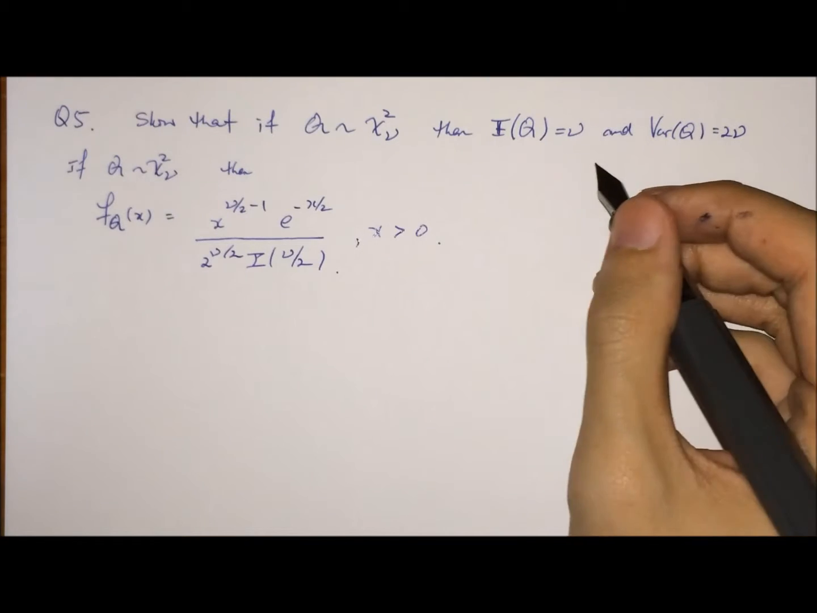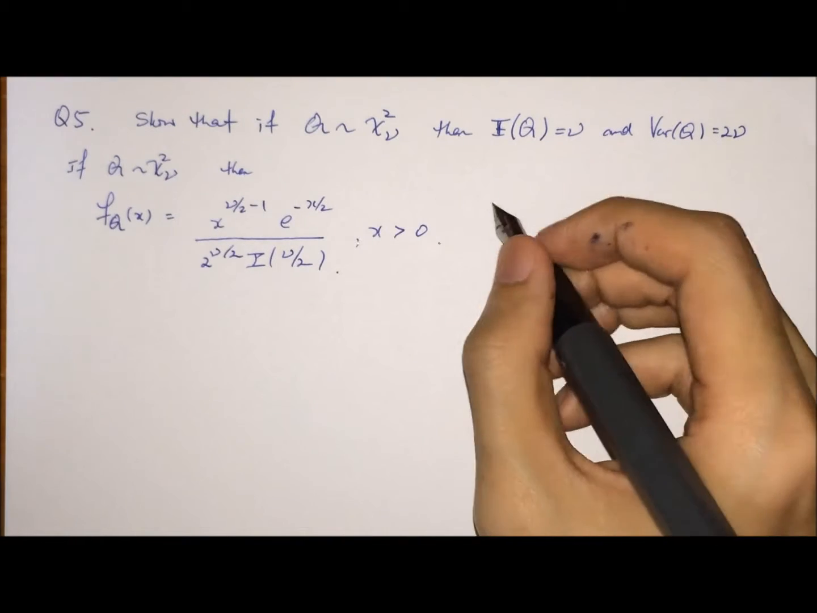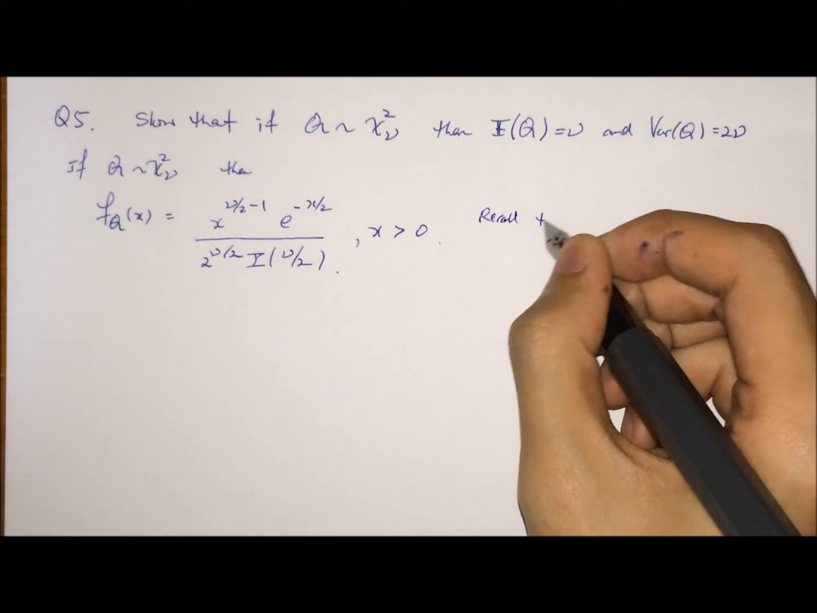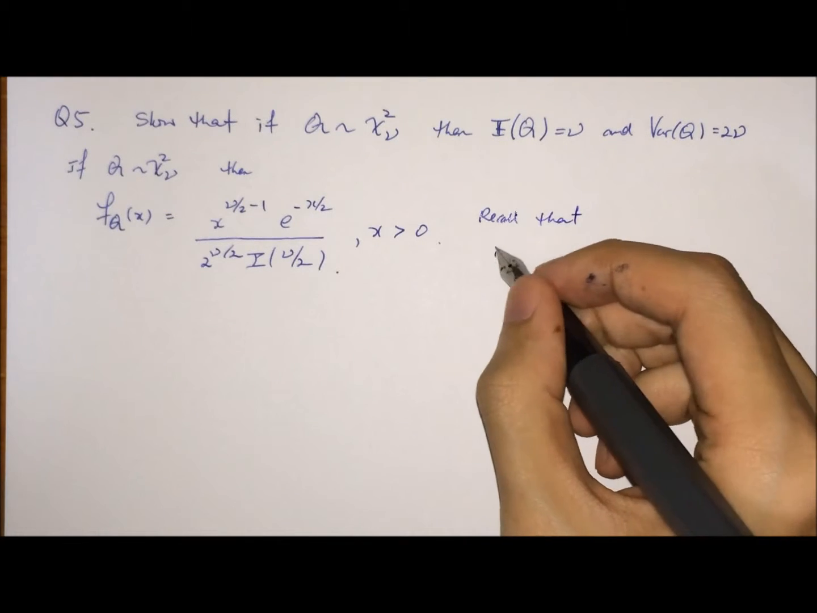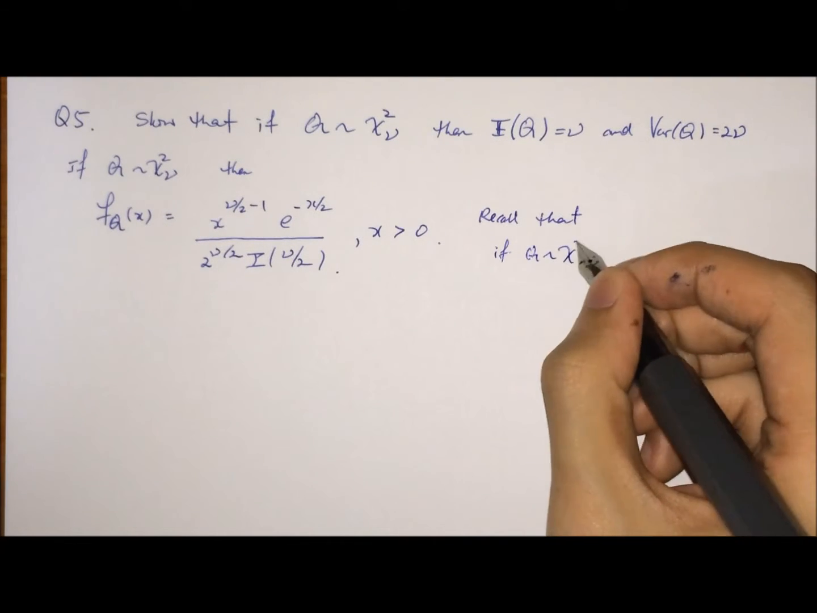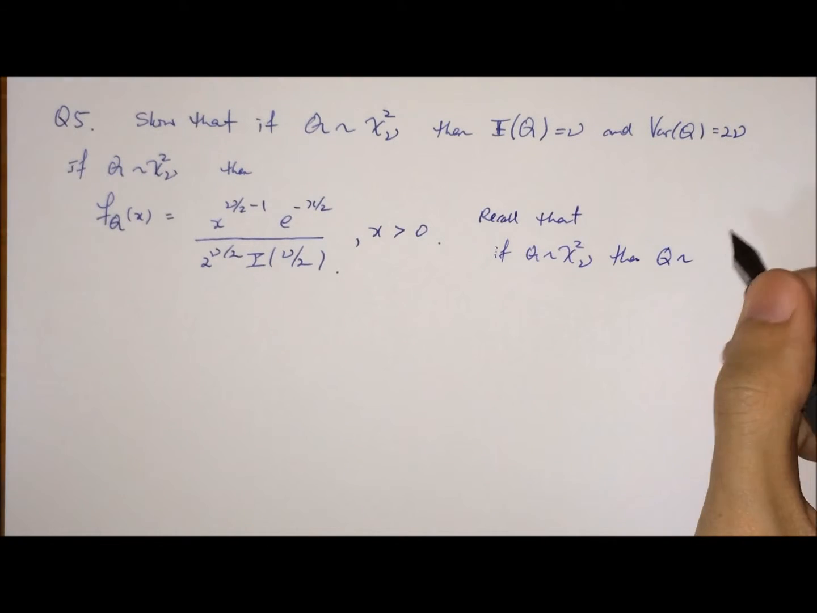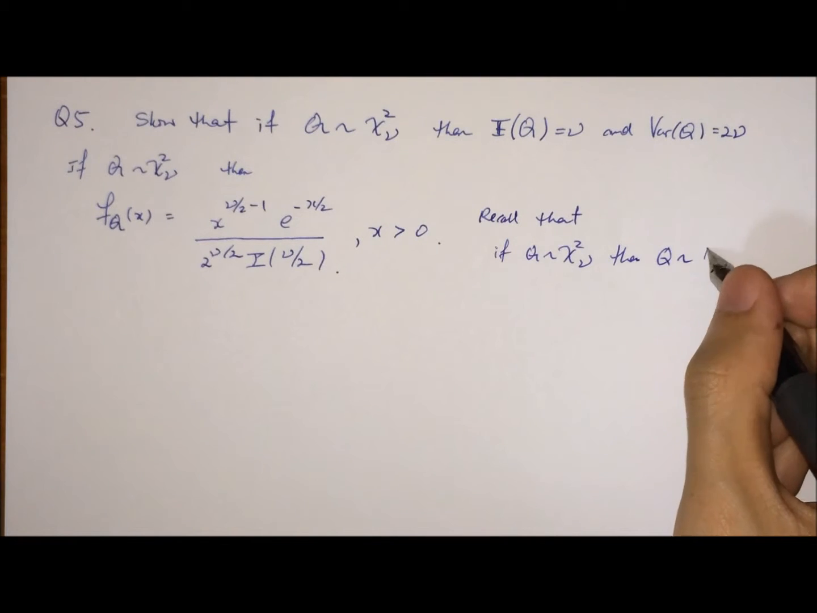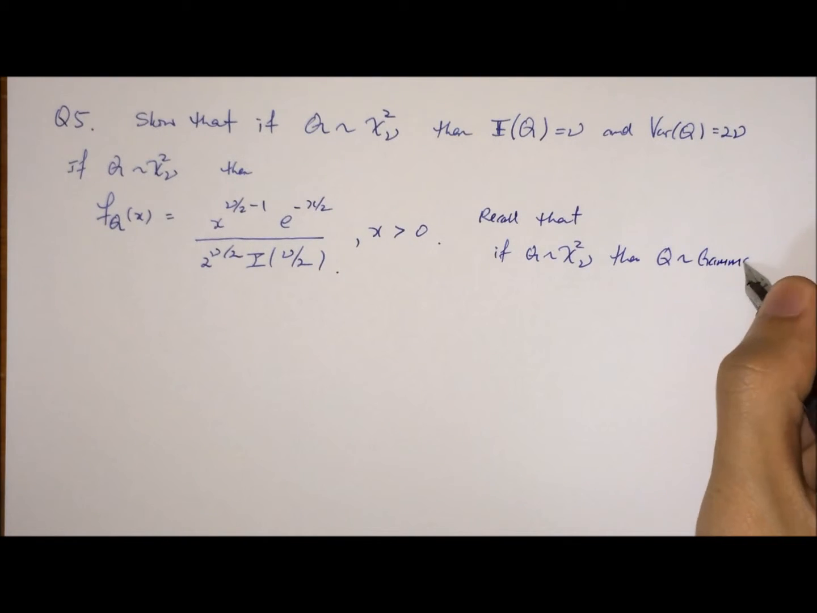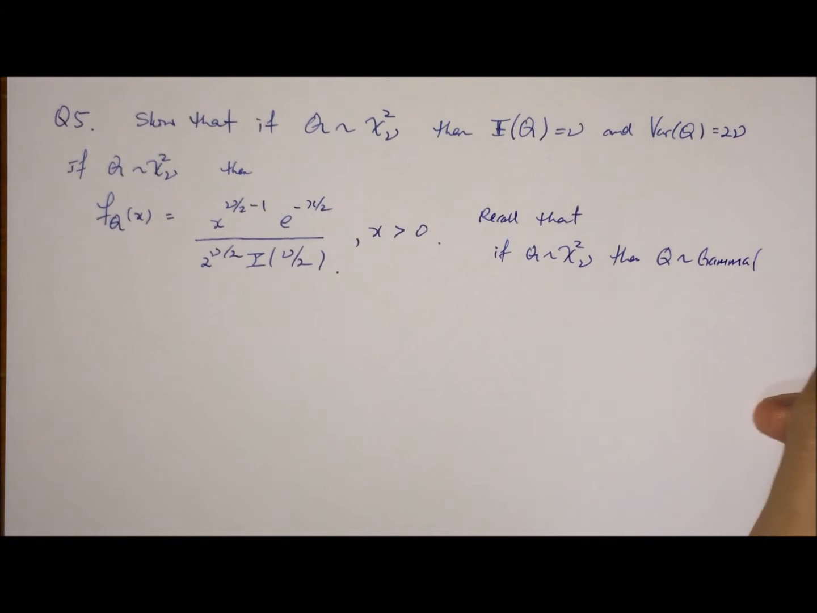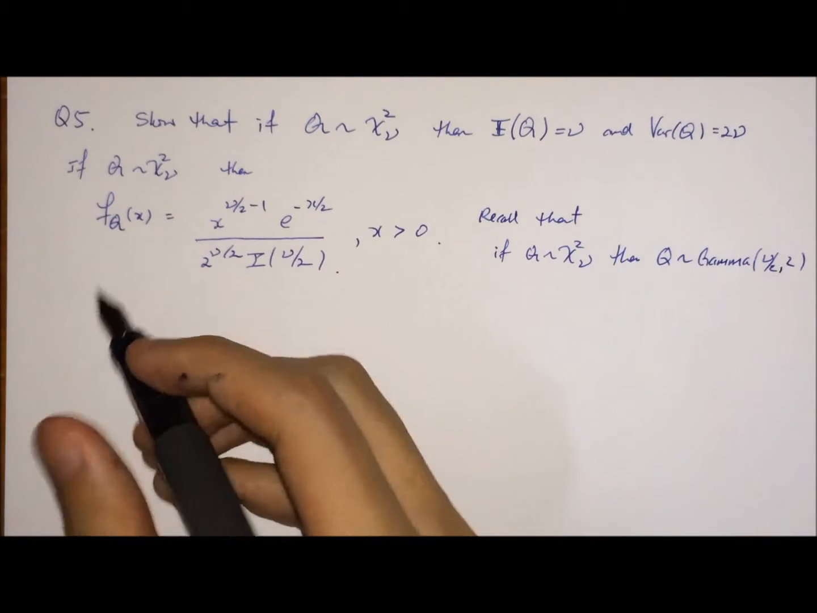Of course, the quick way to do this is to recall that if Q is chi-square nu, then this is a special case of gamma, and this tells me Q must be gamma with parameter nu/2 and 2. But this is nothing more than computing the moment generating function of the gamma random variable. But anyway, let's do this.